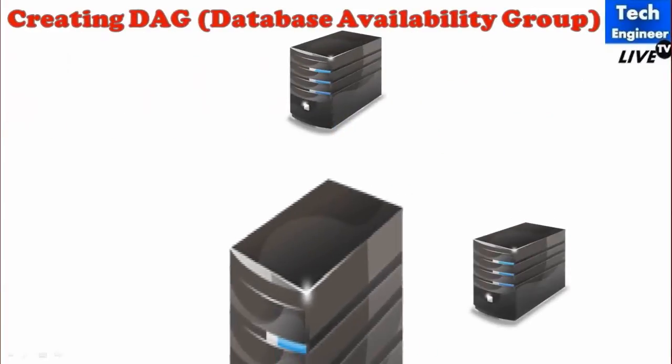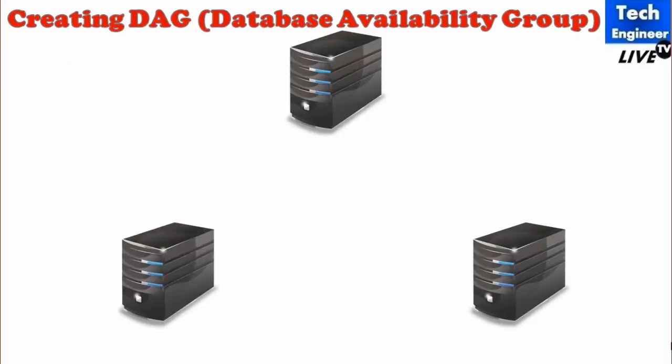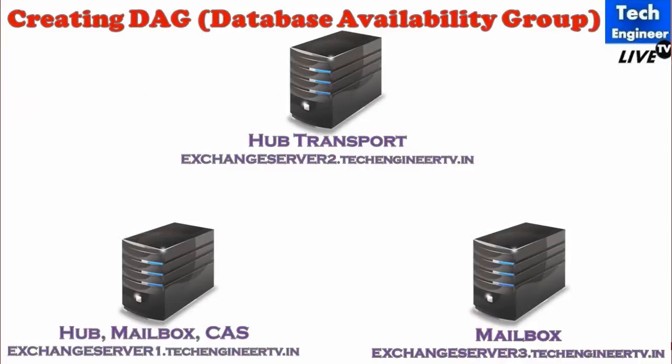Our network, when we create the DAG, consists of three servers which have Exchange Server 2010 installed. So we require at least three Exchange Server 2010 servers. The first server, known as Exchange server 1.techengineertv.in, consists of the hub transport server, mailbox server, and client access server.